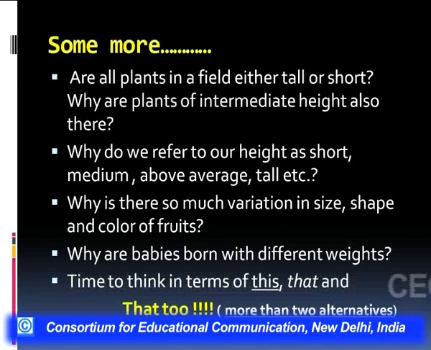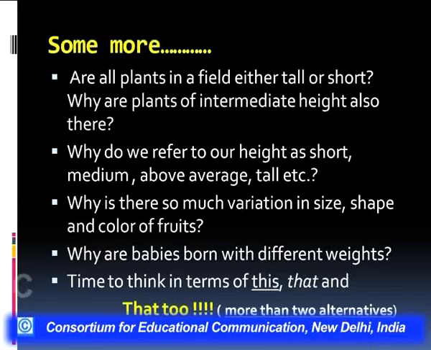Perhaps never. And why do we say that my brother is above average? My father is below average in terms of height. My mother is short, but I am above average. So why are we taking averages if we are sincerely following Mendelian principles, because they only say either tall or short? Why is there so much variation in size, shape and color of fruits when you go to an orchard?